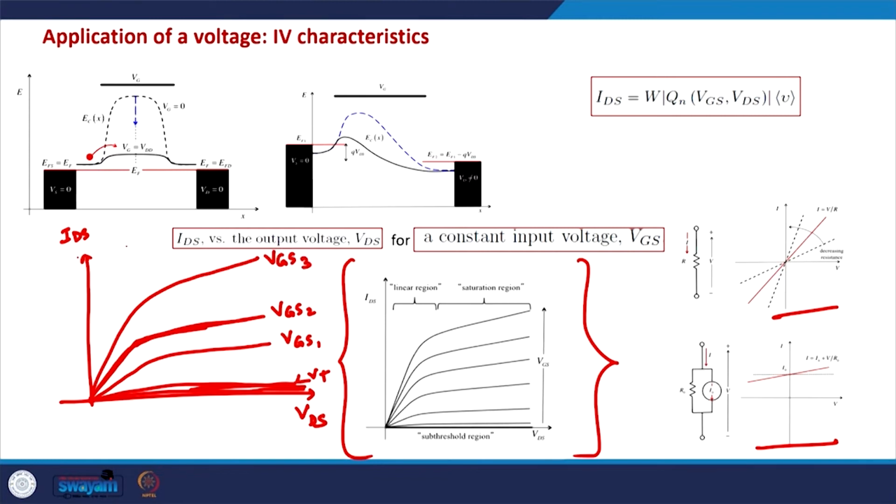So, this regime in which the IV characteristic, the output characteristics of the MOSFET, looks like a resistor characteristic is known as the linear regime, and the regime in which the current does not increase as fast as the voltage increases, it almost saturates, although it does not saturate completely, is known as the saturation regime.